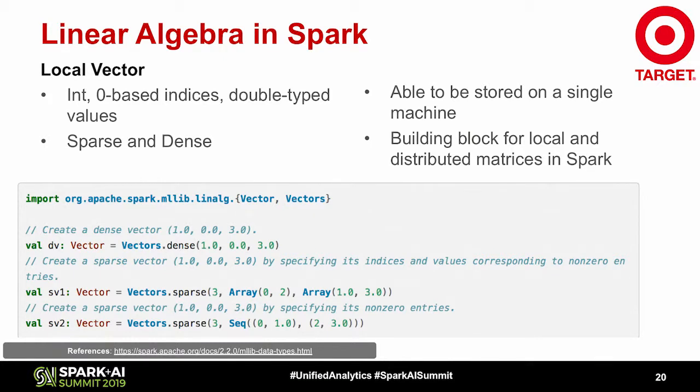So let's start with the foundation here. Spark provides a local vector, so it has int zero-based indices, double type values, and supports sparse and dense. I grabbed a screenshot of the official documentation from Spark showing the different ways you could create the exact same vector that has 3 elements: 1, 0, 3. You create a dense one by specifying every single element, and there are a couple of ways to create sparse vectors. These are the vectors that are actually passed around when distributing the work out.